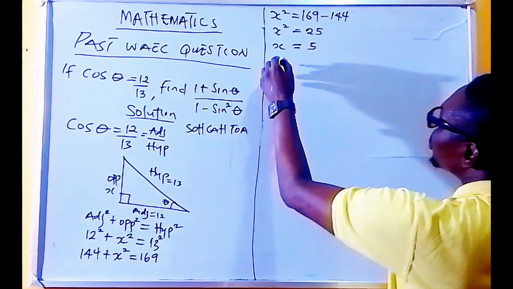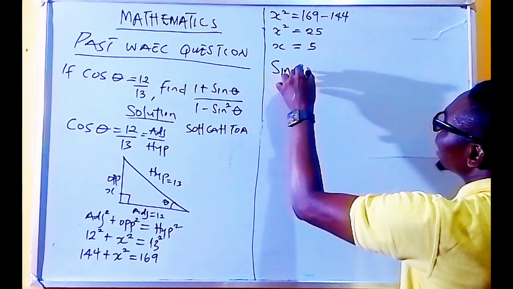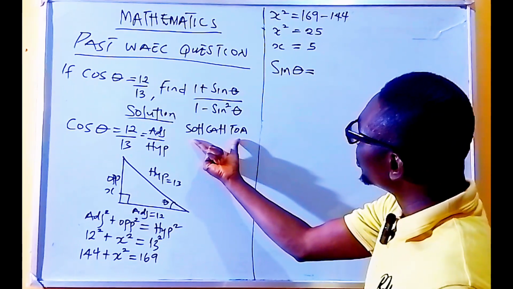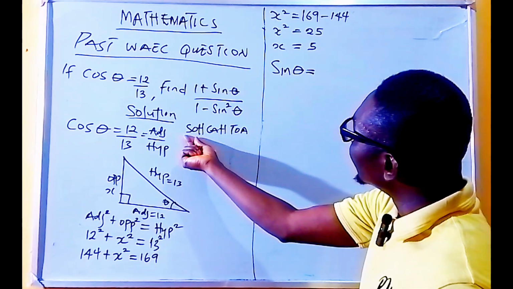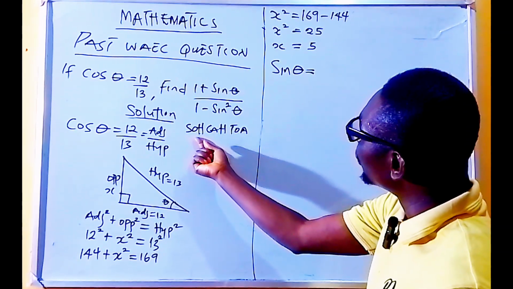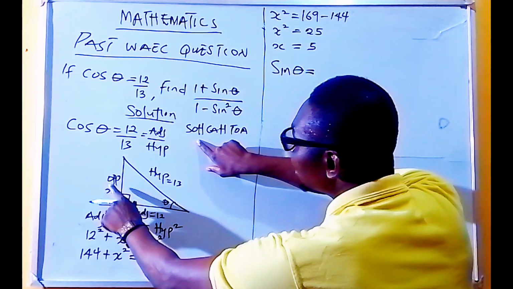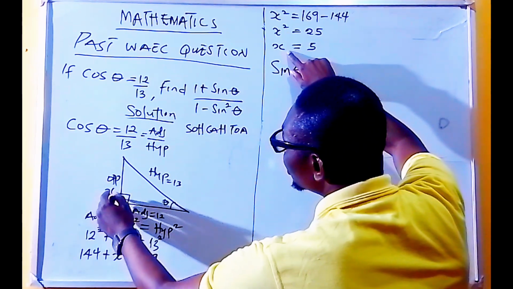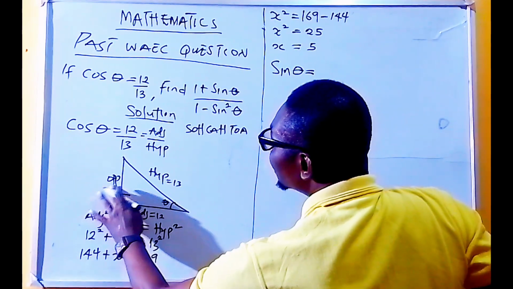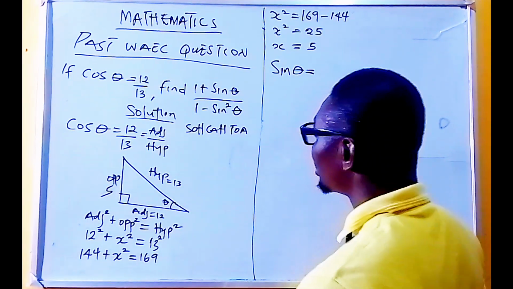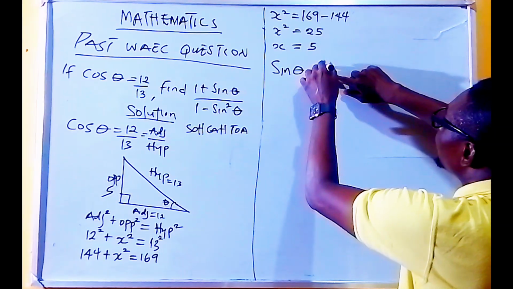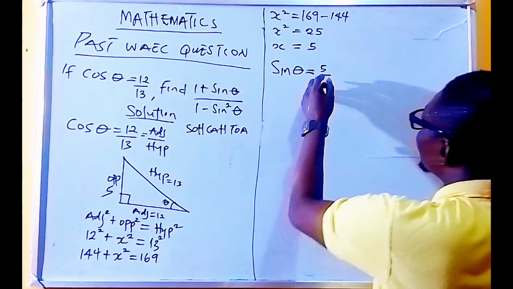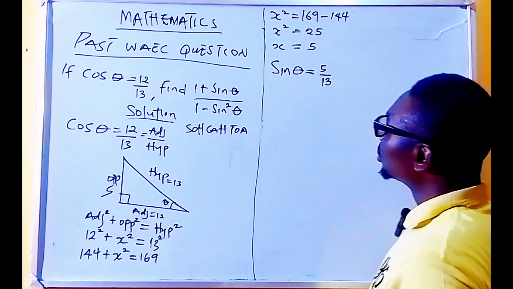Now, at this point, the question says find (1 plus sine theta) over (1 minus sine square theta). Now, we need to know sine theta. So to know sine theta, from our rule here, sine is equal to opposite over hypotenuse. Here, this is the opposite side, and we got our opposite side to be 5. So we now have 5 over the hypotenuse, which is 13.